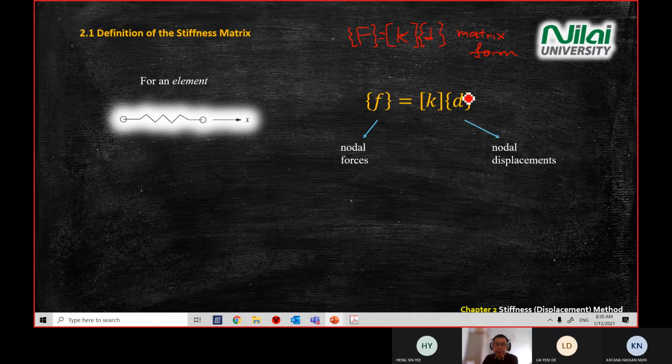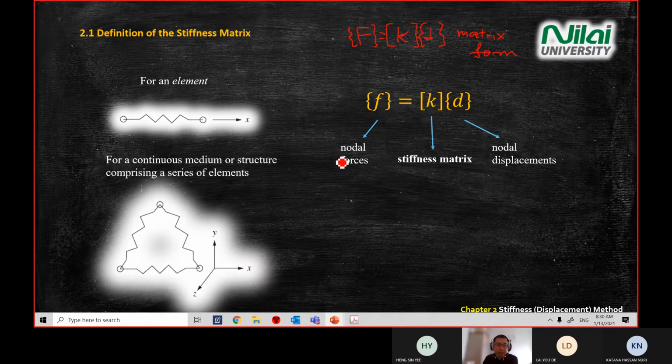So every time you write the equation small f equals small k times d, it means that you are going to process your data in a nodal dimension, or you are looking at a single element. And of course, the middle one means the stiffness matrix. So today we're going to focus on this component.